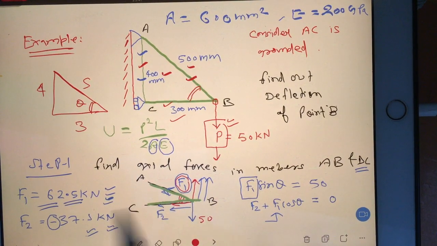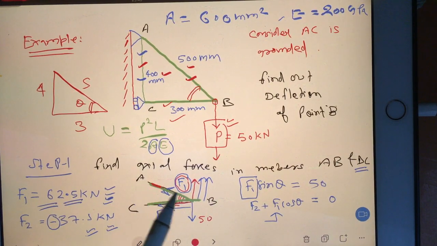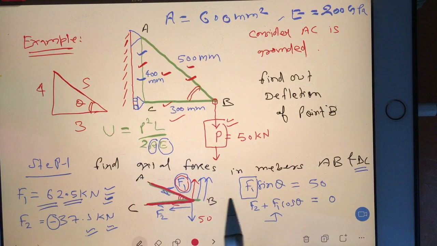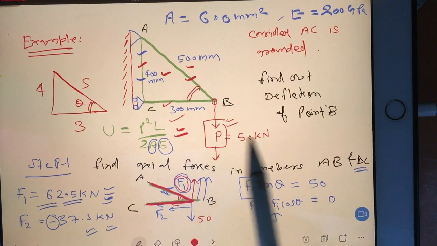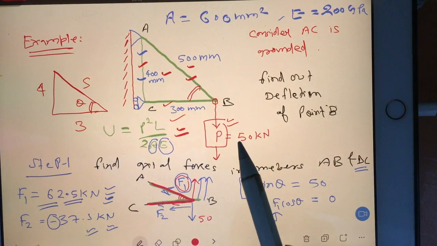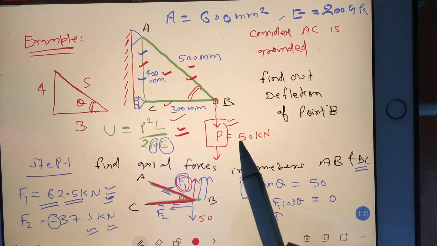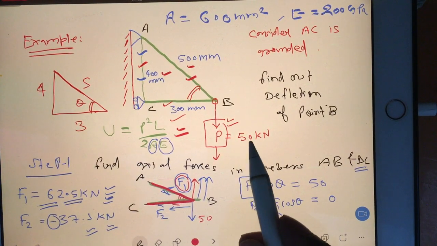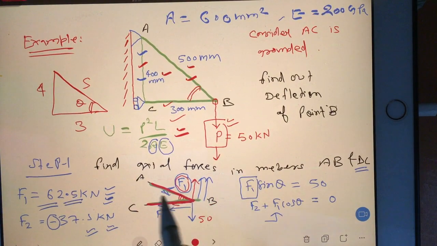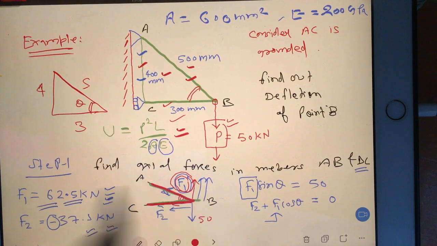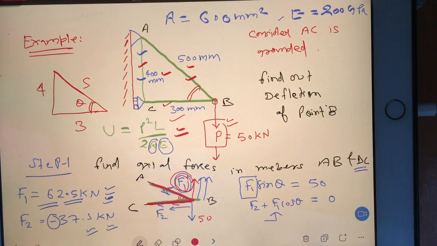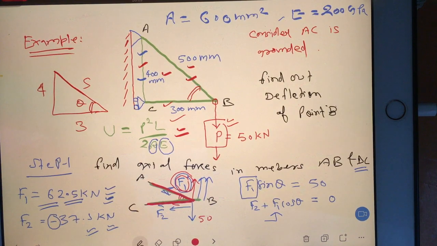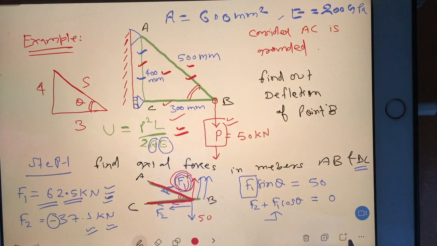Because we are finding strain energy in both the members, you have to write this formula two times. The lengths of the members are not the same, the A value and E value for the members are the same, and the loading is also not the same in both the members. In member AB you have F1 loading, in member BC you have F2 loading, right? Axial loading. So I will change the page.